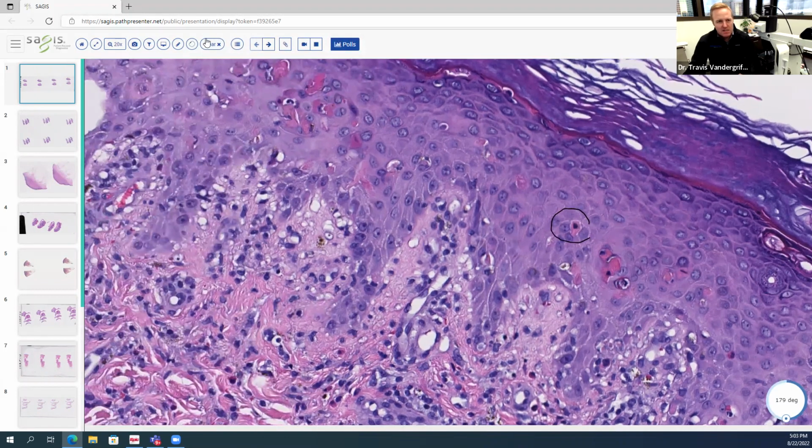Remember, dyskeratotic keratinocytes have condensed eosinophilic cytoplasm and a hyperchromatic shrunken nucleus. So all of these pink cells here are dyskeratotic keratinocytes.